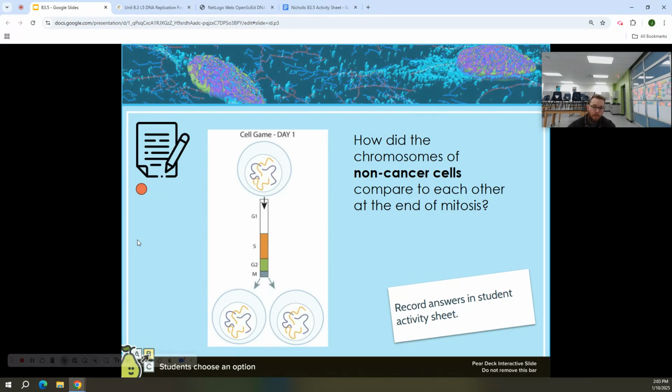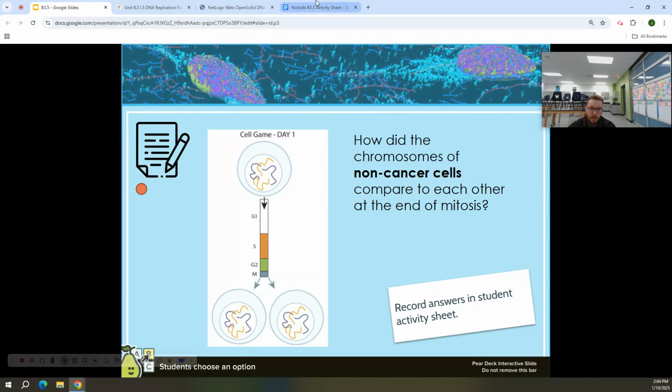Okay, so we're going to hop back all the way to the cell game in lesson 3. We're going to think about and remember back to that, and you might have to pull up that handout. It just depends. But how did the chromosomes of non-cancer cells compare to each other at the end of mitosis in day 1? So in the cell game day 1, that was non-cancer cells. This non-cancer cell goes through this process and it divides. And then how are the chromosomes compared to each other?